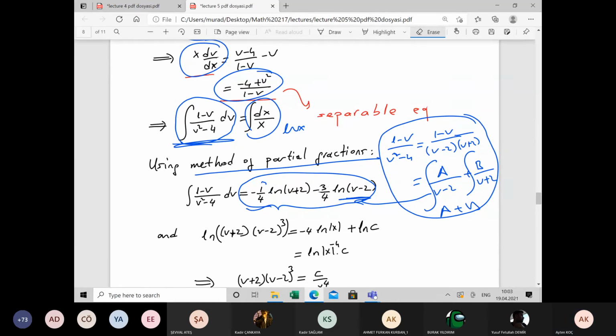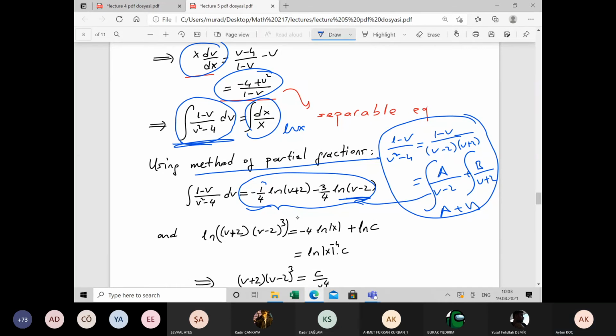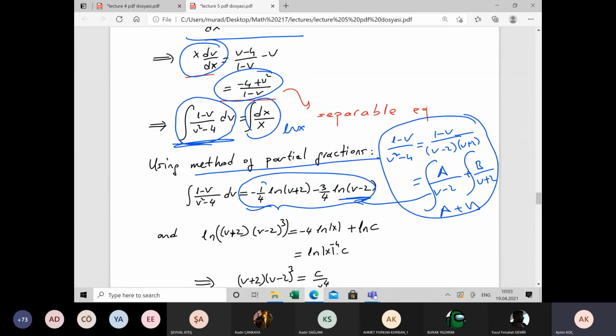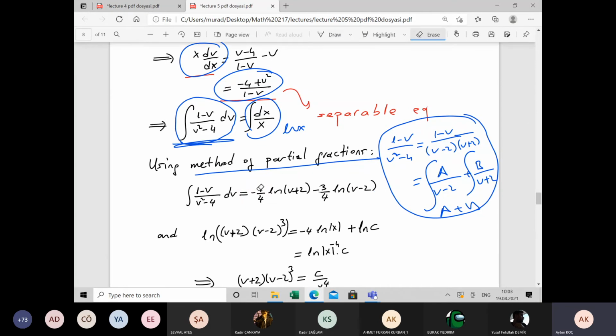Use the property, and this one gives a product. But first of all, I think this one is equal to minus 1 over 4 times ln of (v plus 2) plus ln of (v minus 2) cubed, this one. So this one gives ln a plus ln b is ln of a times b. So we obtain this one. And what's this part? This one is ln x multiplied by minus 1 over 4, and this one.